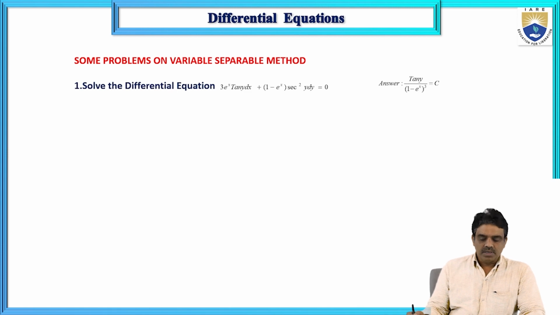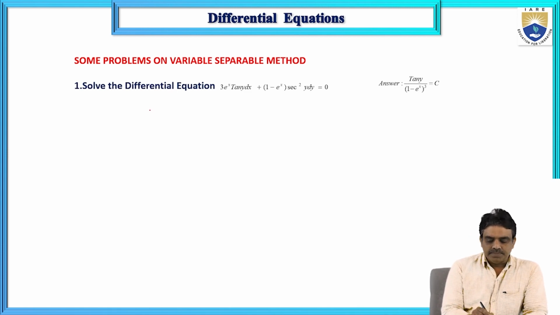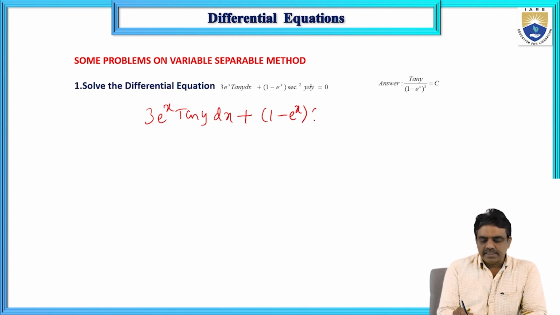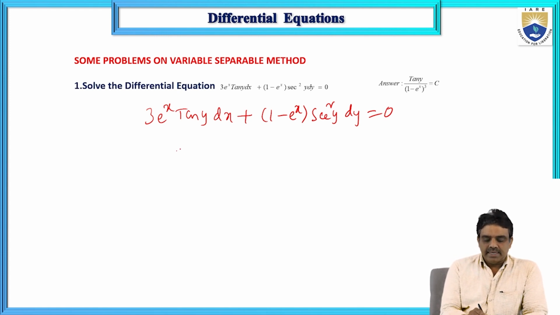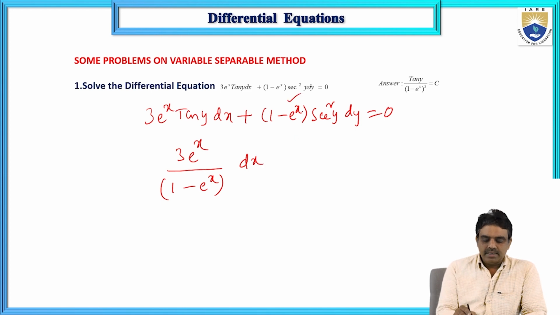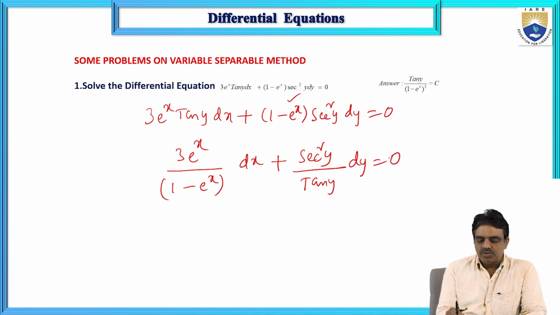required solution. So here the given equation is 3e power x tan y dx plus 1 minus e power x secant square y dy is equal to 0. Now I write the x terms on dx side, that is 3e power x by 1 minus e power x dx. Here 1 minus e power x there, so I can write in the denominator, and tan y can be written in the second term, that is secant square y by tan y dy is equal to 0.